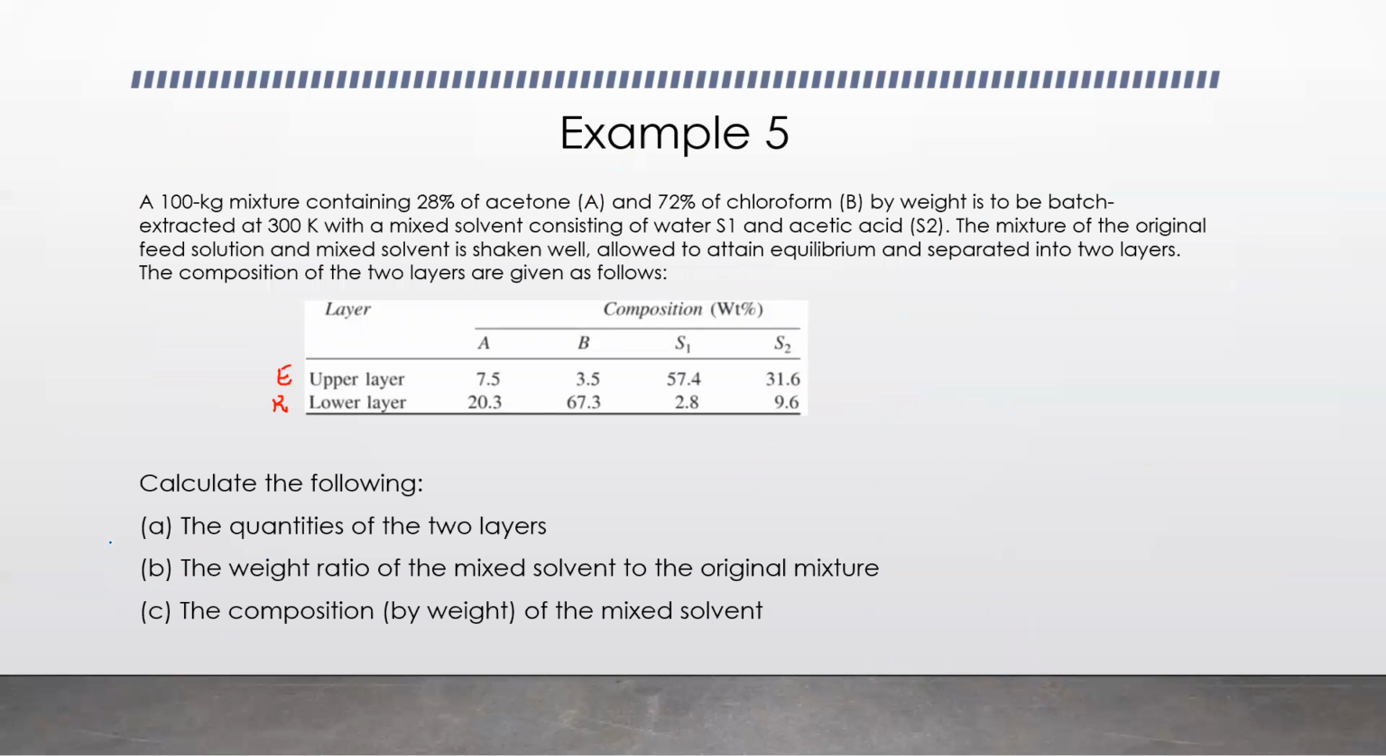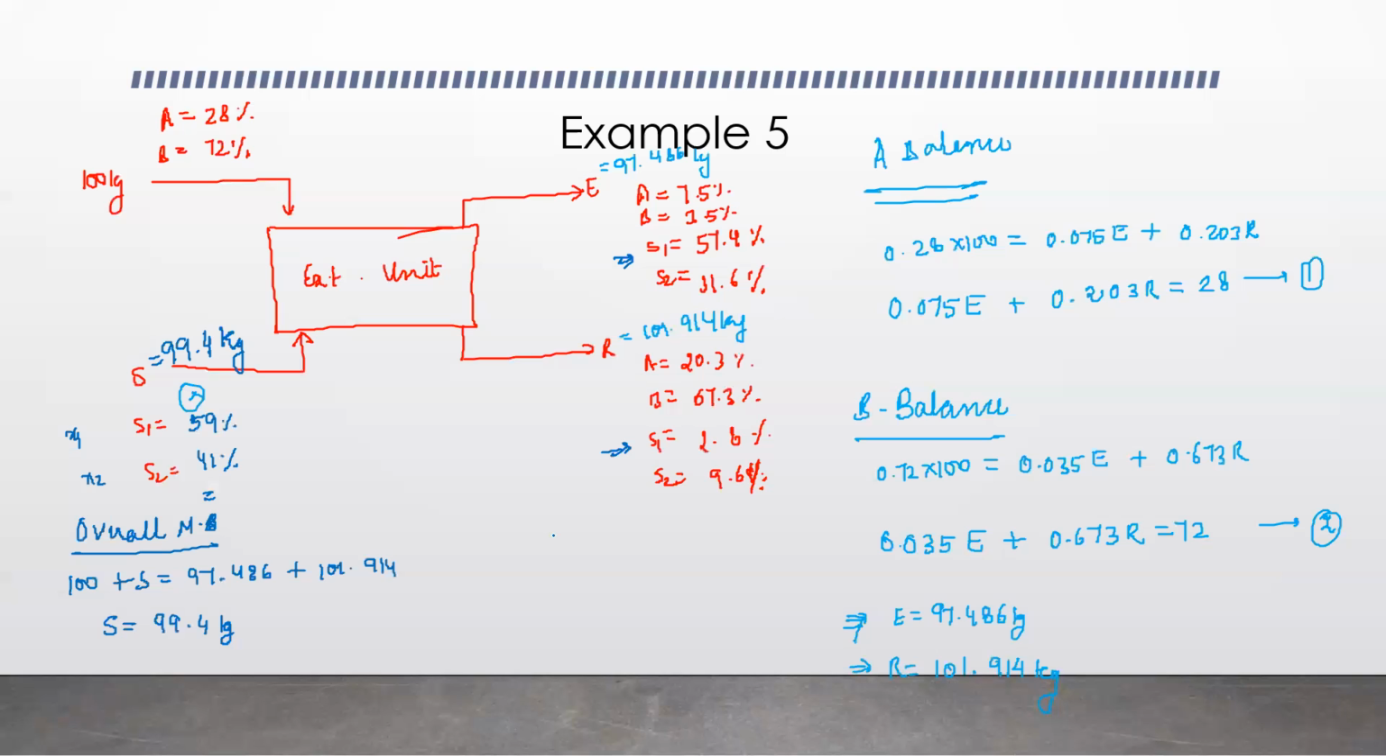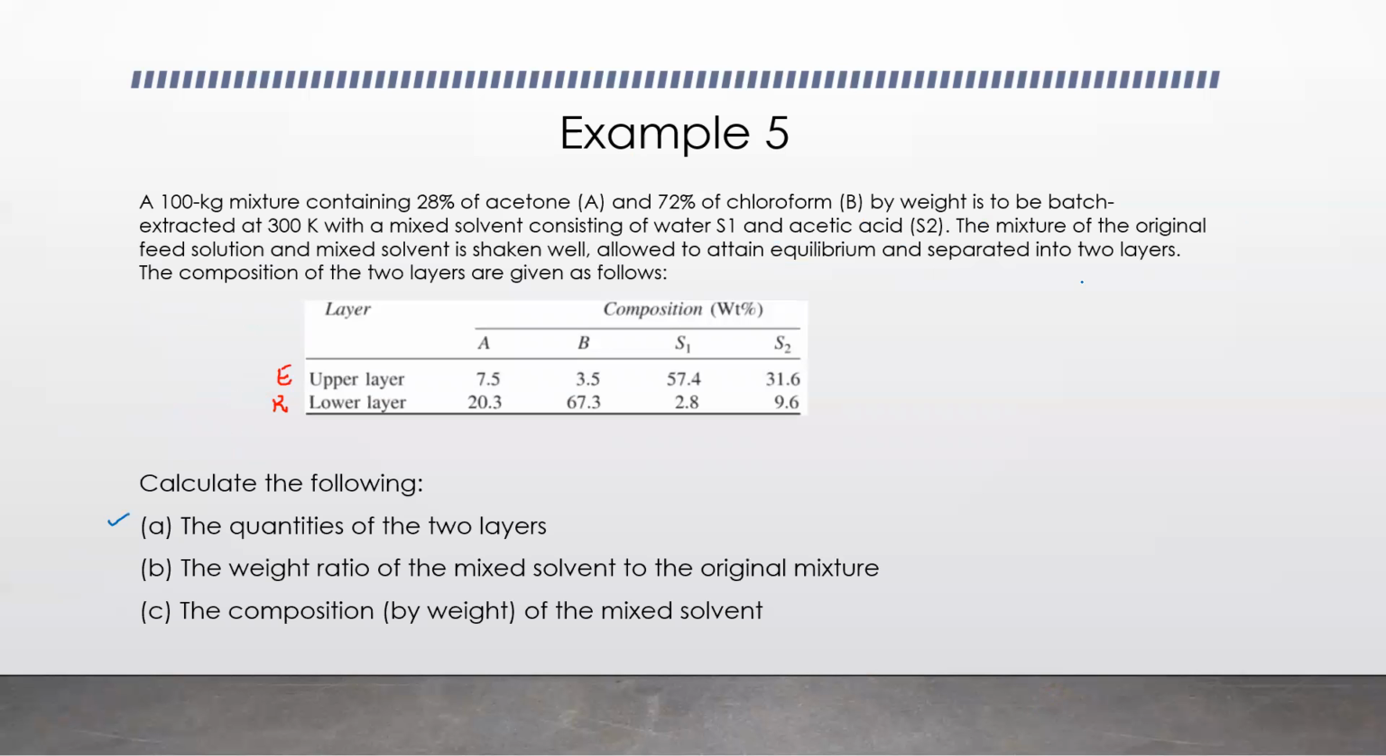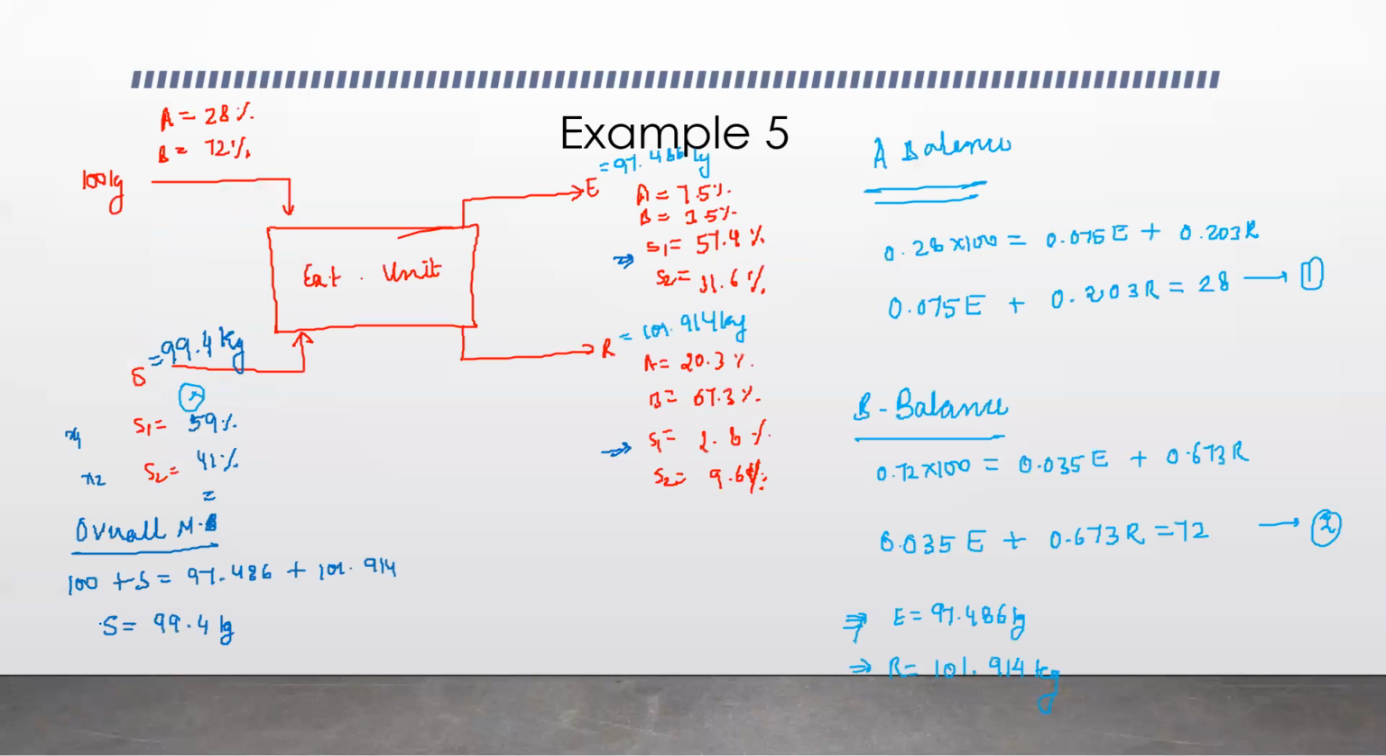So the quantities of the two layers, you have got E and R. Then the weight ratio of the mixed solvent to the original mixture. So the mixed solvent is 99.4 kg, original mixture is 100 kg. So the weight ratio is equal to 99.4 upon 100. That is 0.994, right? And then you have the composition of the mixed solvent by weight. So that is S1 and S2. So you are done with this as well.